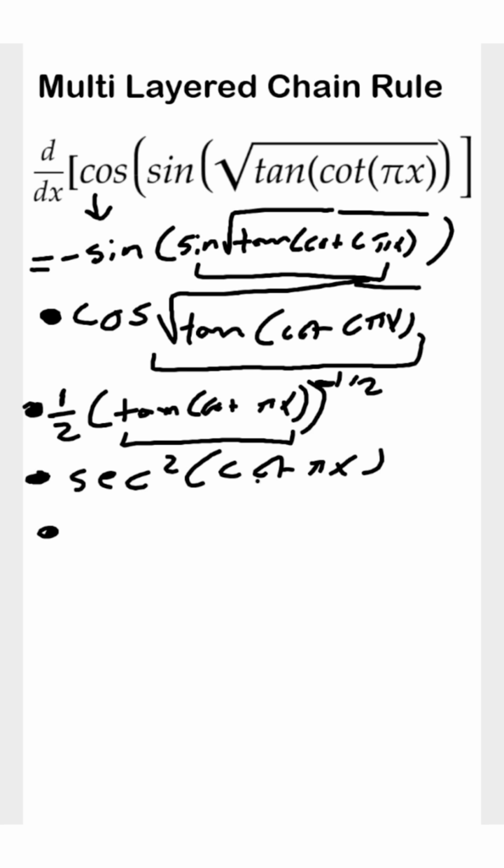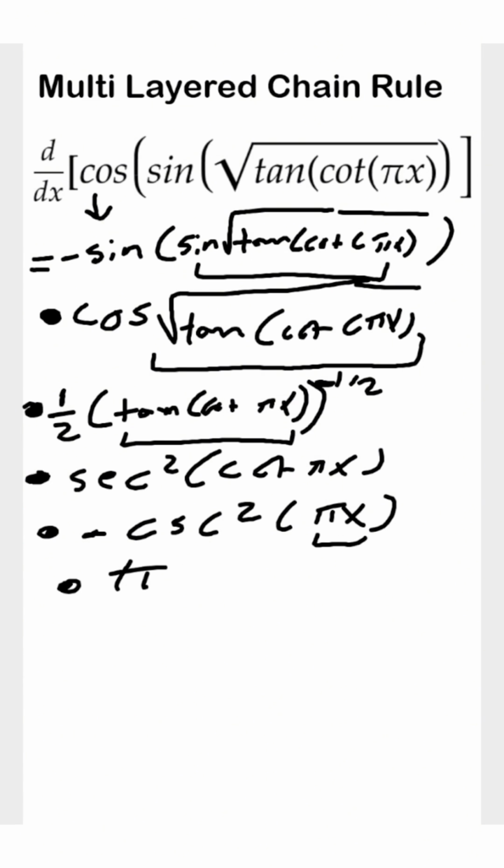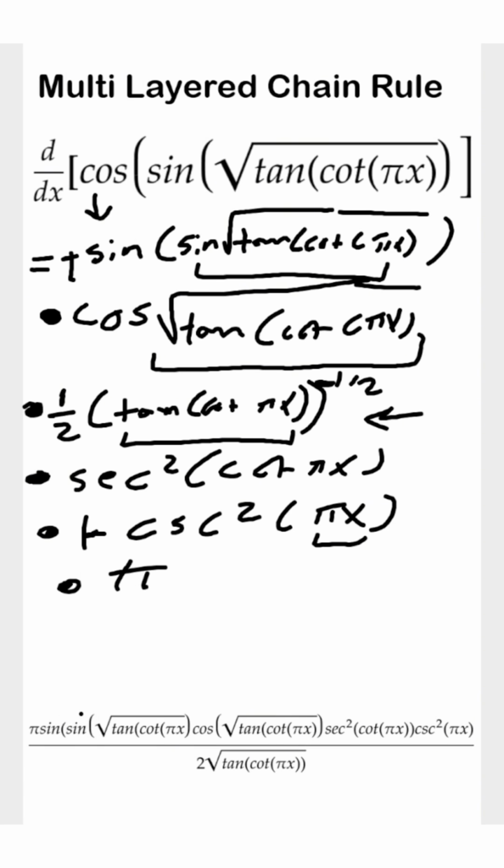Now we have the derivative of cotangent, which is negative cosecant squared of pi x. Then you take the derivative of pi x, which is just pi. When you simplify, these negative signs are going to cancel out. This term is going to go to the denominator, because with a negative exponent you're basically dividing by it. You would be left with pi sine of square root of tangent of cotangent of pi x, multiplied by everything else, divided by 2 square root of tangent cotangent pi x.